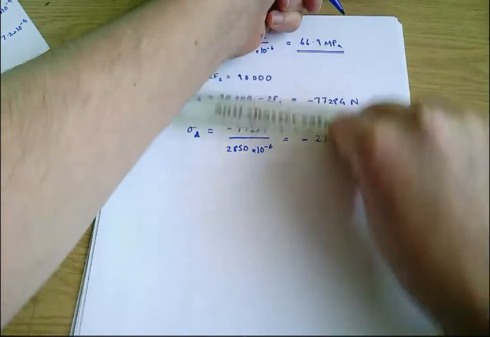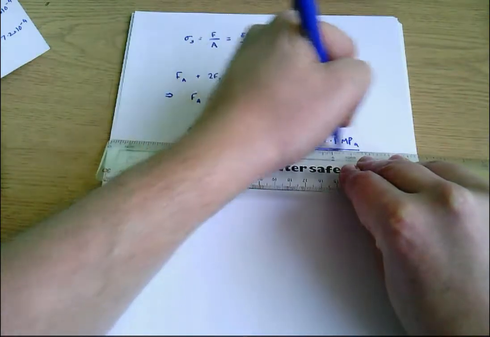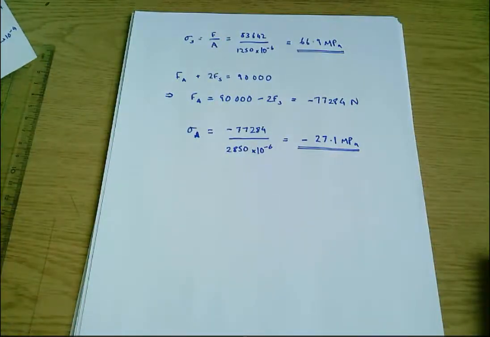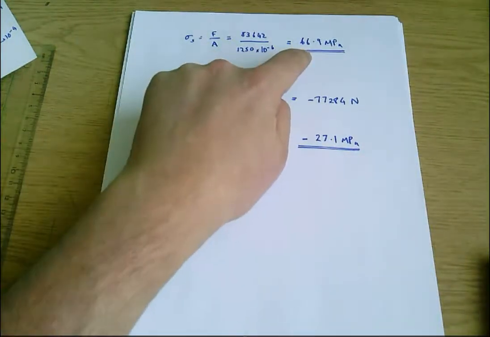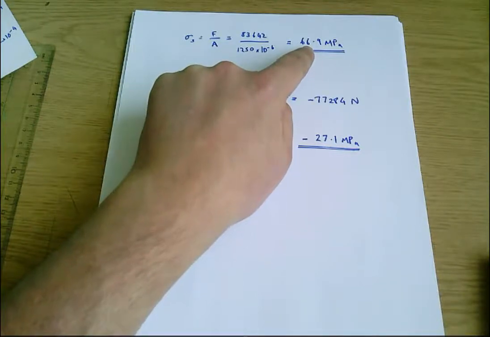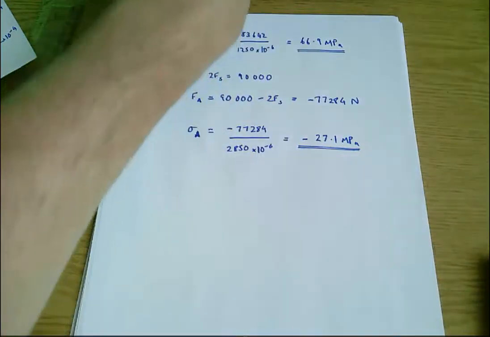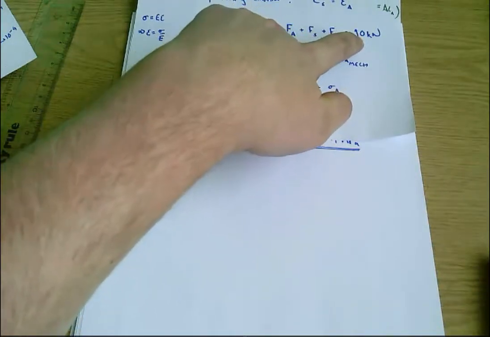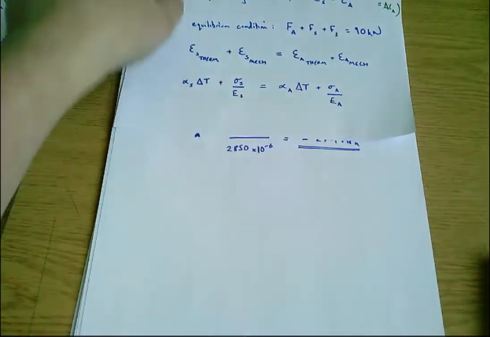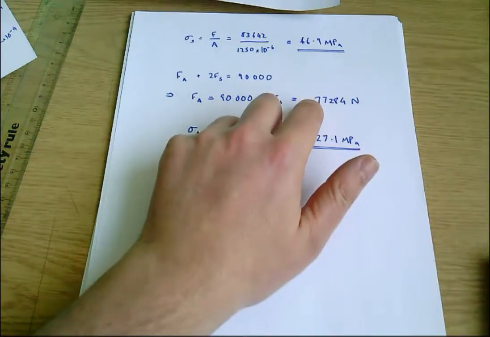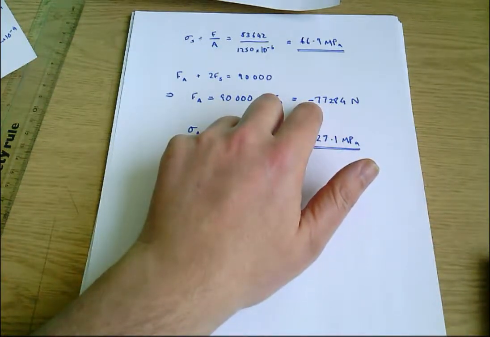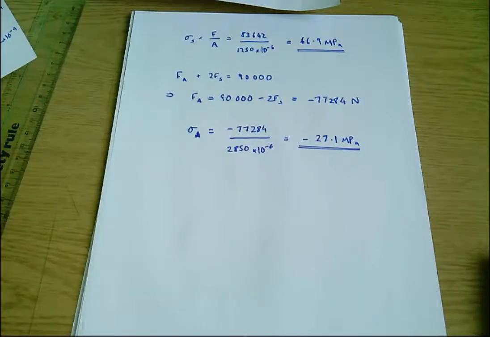It's possible that at some stage in the question I've made an algebraic mistake. It's possible I haven't. What we're saying here is the steel is in compression. That means there's a force pushing up from the steel, which is why it's opposed to this 90 kilonewtons pushing down. But we're also saying that the aluminium actually turns out to be in tension. This doesn't quite make sense to me.